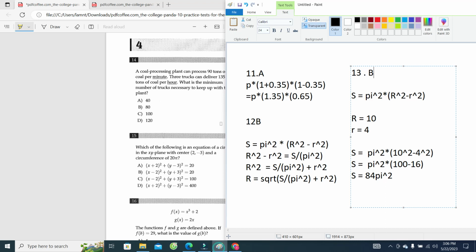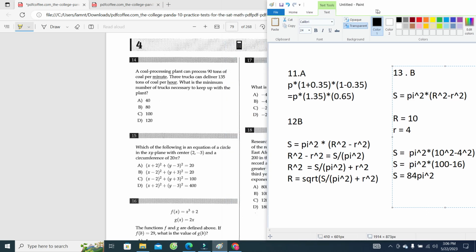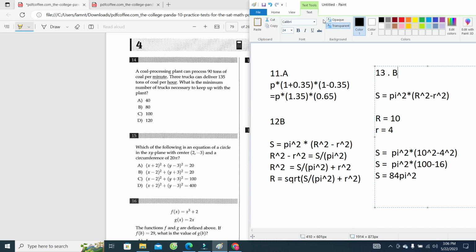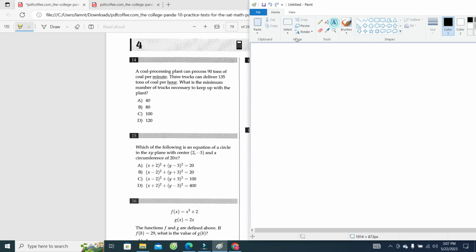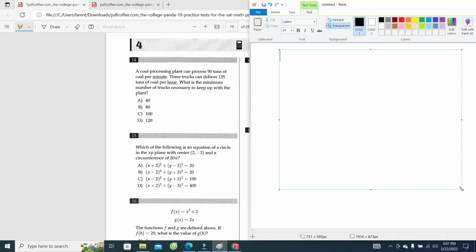So a coal processing plant can process 90 tons of coal per minute. 3 trucks can deliver 135 tons of coal per hour. What is the minimum number of trucks necessary to keep up with the plant? Okay, so let's calculate how many. For this type of question, we should convert everything to the same unit, and we're gonna calculate from there.